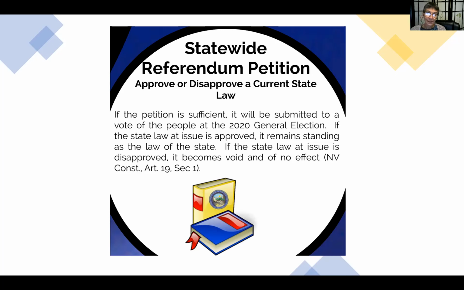And so let's say in the next legislative session, there's a law approved, but a majority of Nevadans disagree with that law. Any one of us who's a registered voter can run one of these petitions and ask our fellow Nevadans, do you actually agree with this new state law, or do you disapprove of it? If enough of us, the majority of us, disapprove, then that law is no longer valid. That law is taken down. It becomes void and of no effect.